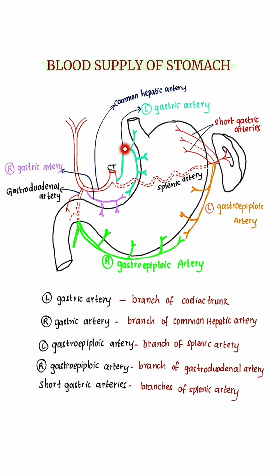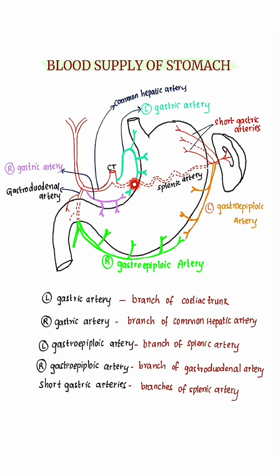Left gastric artery is a branch of the celiac trunk. Right gastric artery is a branch of the common hepatic artery; the celiac trunk gives the common hepatic artery, which gives the right gastric artery. Left gastroepiploic artery is a branch of the splenic artery. Right gastroepiploic artery is a branch of the gastroduodenal artery. Short gastric arteries are branches of the splenic artery.